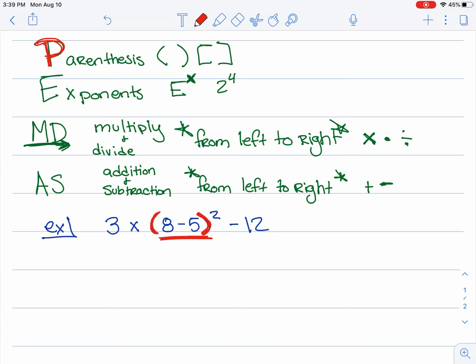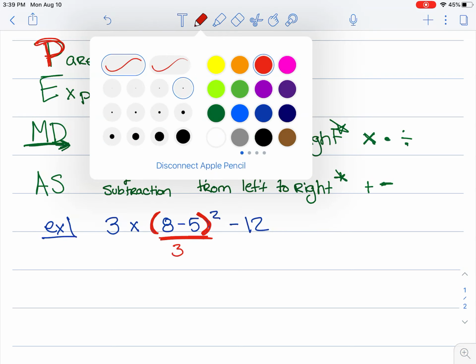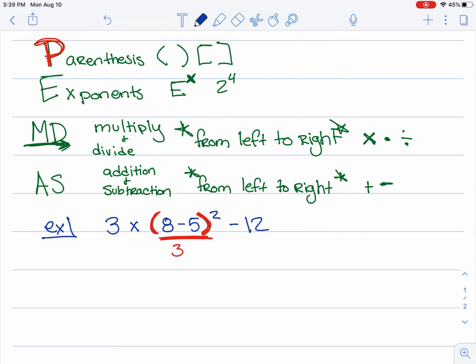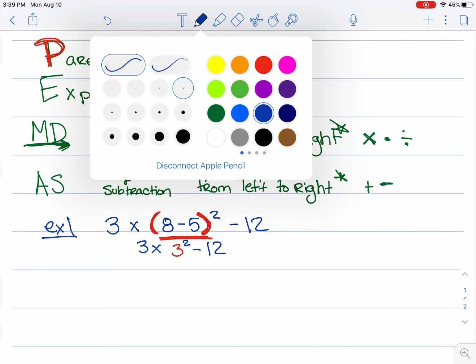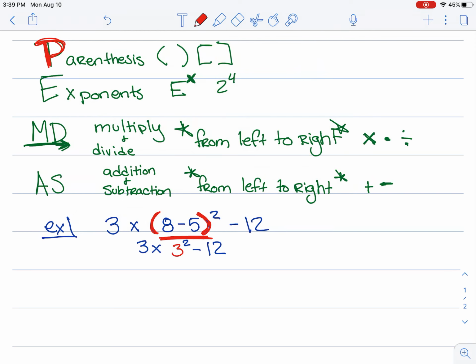So 8 minus 5 is 3. Notice how I'm changing colors. If you have the ability to do that at home right now, it's really helpful. So I have 3 times 3 squared minus 12. So I'm looking to see, are there any more parentheses? The answer is no. So we check that off and we're good there.